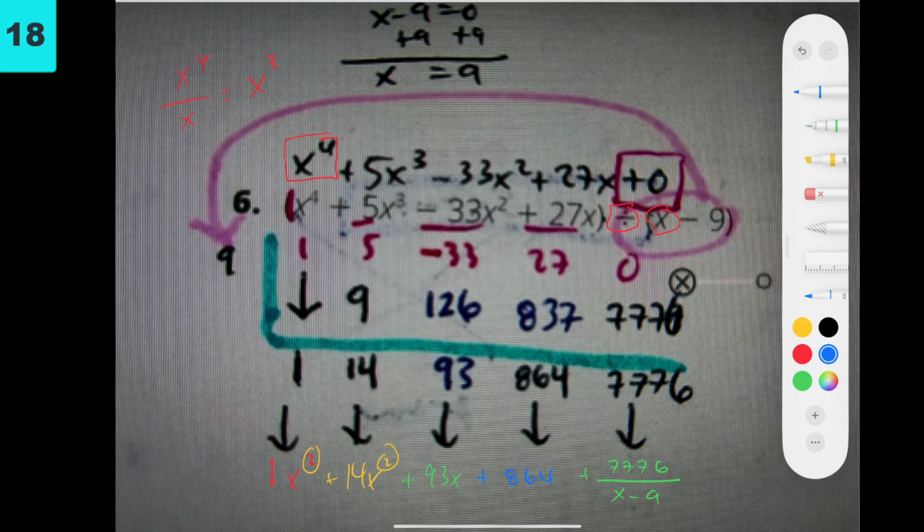So if you had to write it out, this is our quotient. There's our remainder. This is times our divisor. And then this would all equal the dividend.